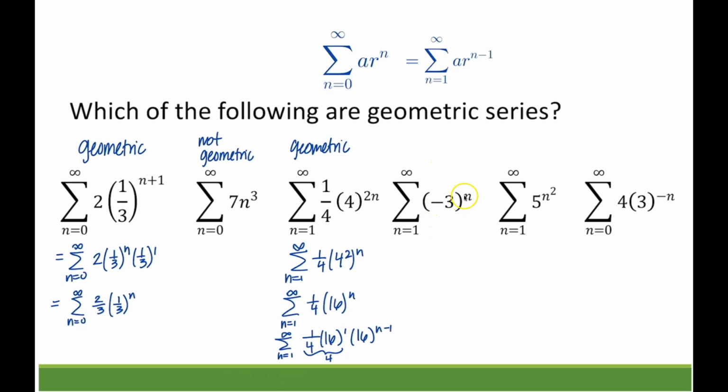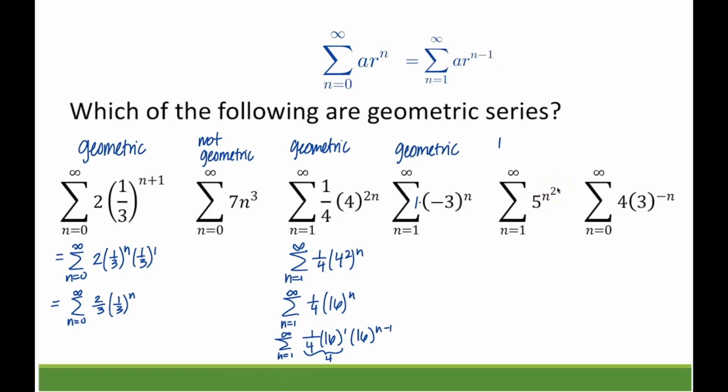Moving on to the fourth example, the sum of n equals 1 to infinity of -3 to the n. Yes, this is geometric. We have a number in the base, right? And then the n in the exponent. We have a number in front. Technically, it's 1. And so this absolutely checks out. This is geometric.